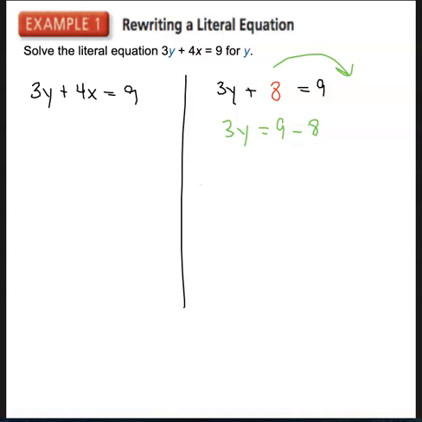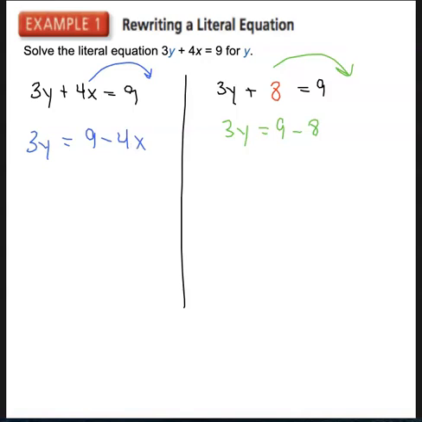Same thing on the left-hand side: 3y plus 4x equals 9. Which term does not have a y? The 4x, right? On the left-hand side, I have a term with y and a term without the y. Again, I want to get this 3y by itself, so I'm going to bring this positive 4x to the other side. What does that look like? 3y equals 9 minus 4x. Same first step of isolating the y.